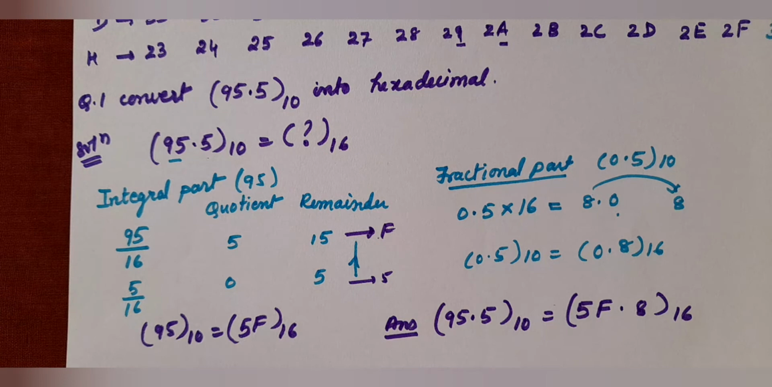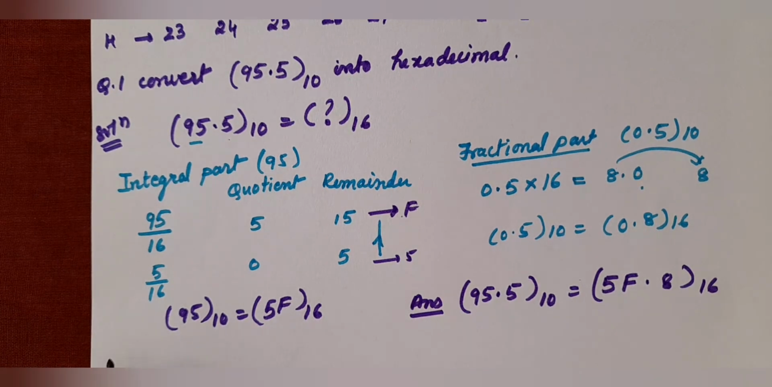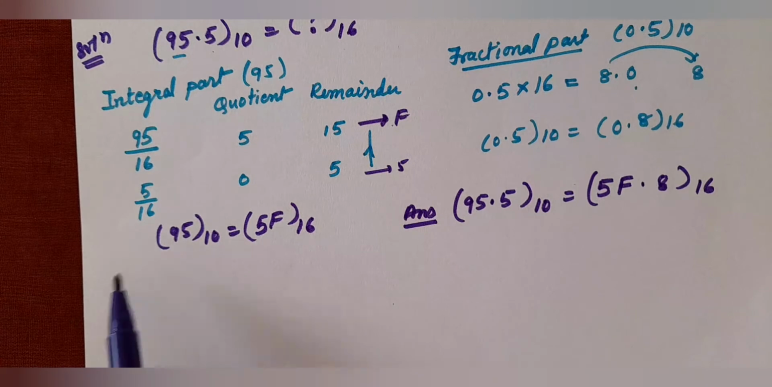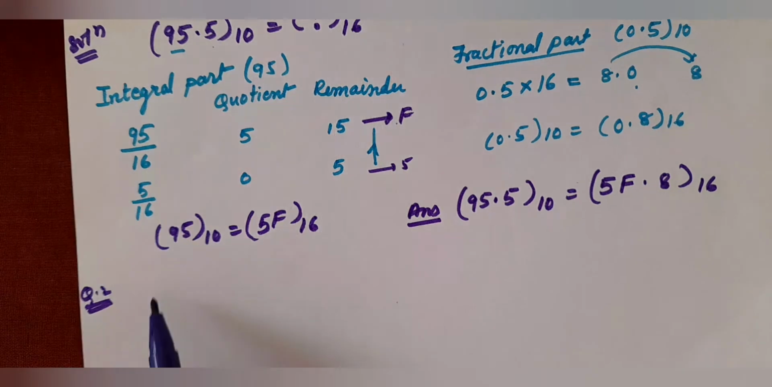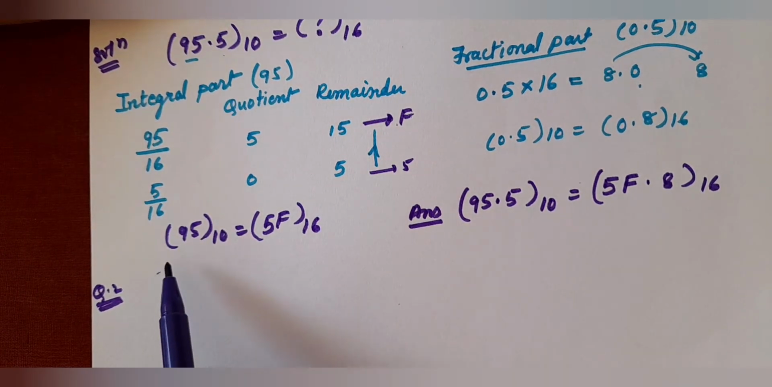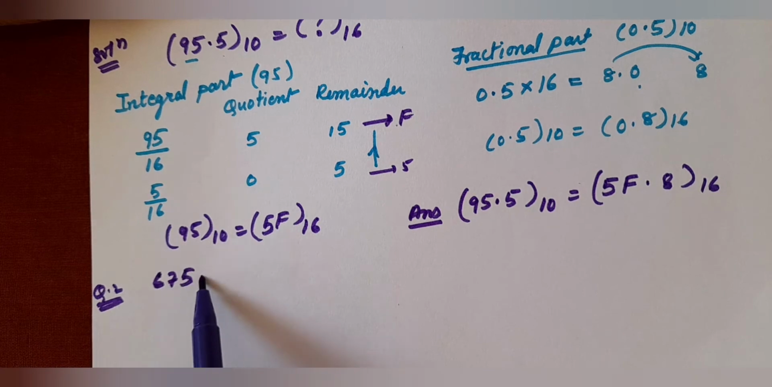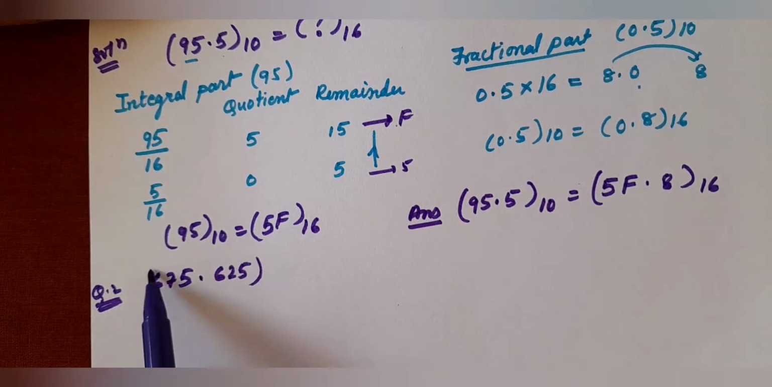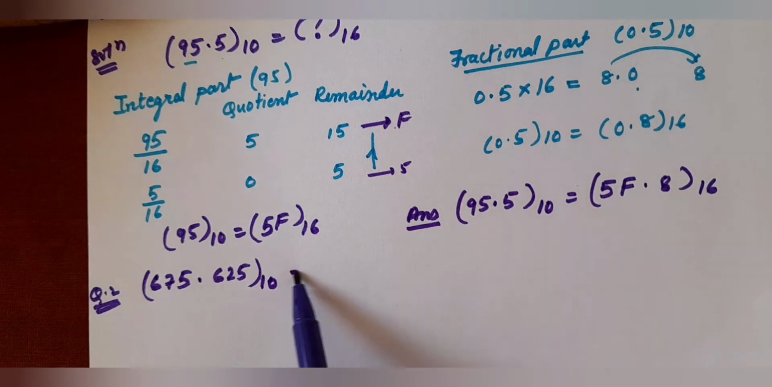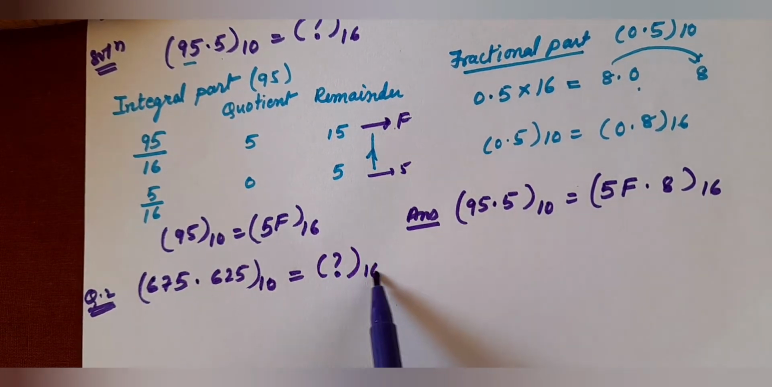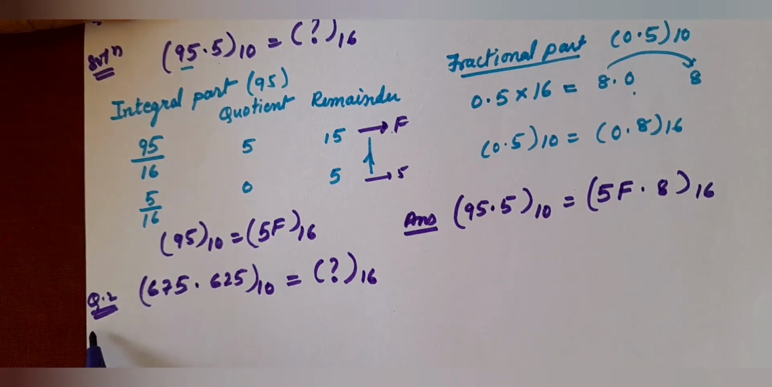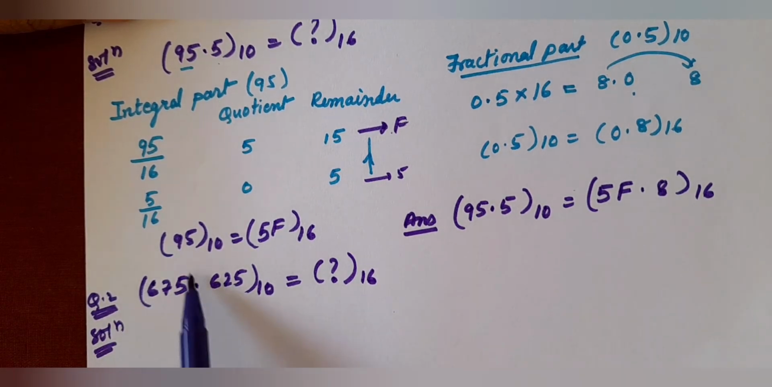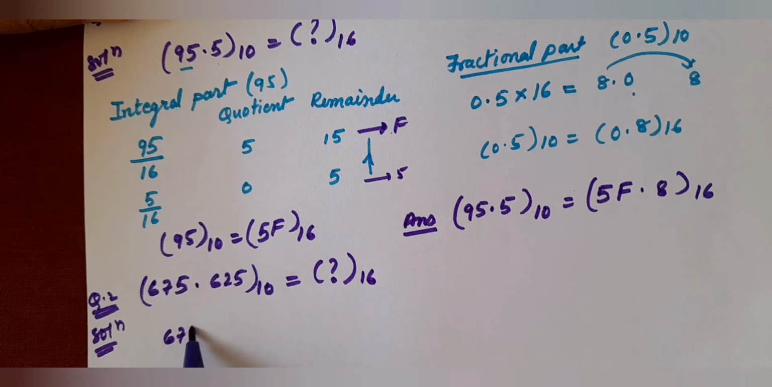So, let us take another question. Convert 675.625 decimal number to equivalent hexadecimal. When the base is 16, it is called hexadecimal. Now coming to the solution part, integral part. What is the integral part here? 675. So, divide 675 by 16.